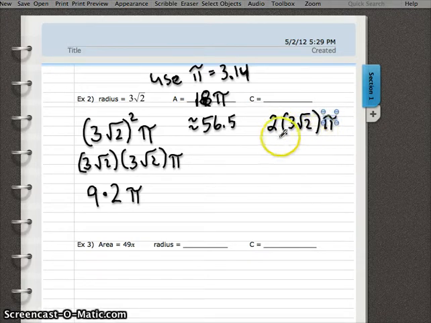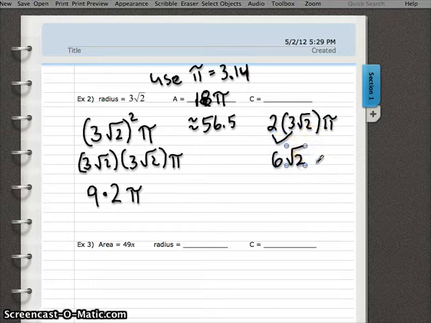So again, multiplying, we only multiply the numbers without radicals. 2 times 3 is 6. We leave the square root of 2 there. We also leave the symbol pi there. So we could say 6 times the square root of 2 pi, or we could actually find the square root of 2, that decimal value, multiply that by your decimal value of pi, and multiply that by 6 to get approximately 26.6.